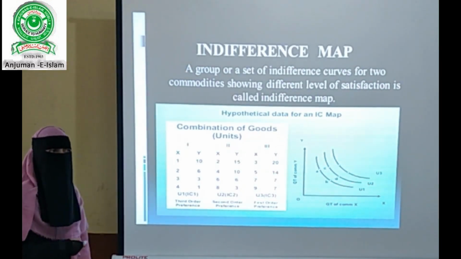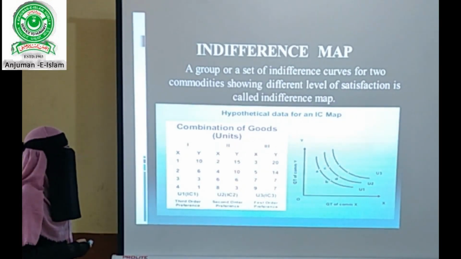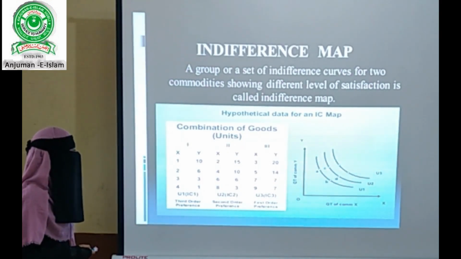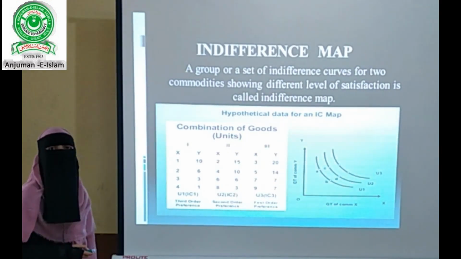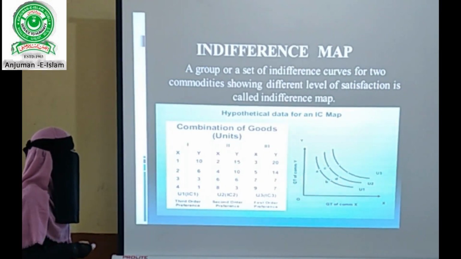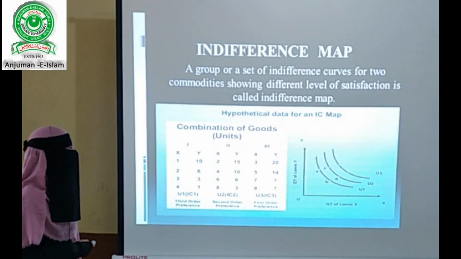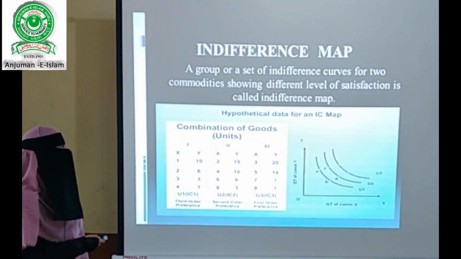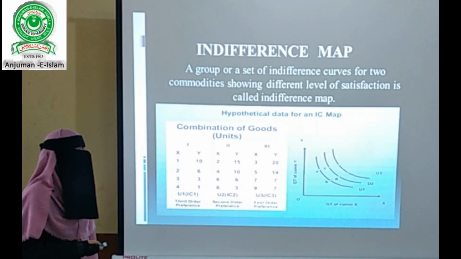Hypothetically, data for the indifference curve map has been taken here. Here you can see 3 indifference schedules. This is our IC1 schedule, IC2 schedule and IC3 schedule. IC means the indifference curve. Indifference curve schedule 1, schedule 2 and schedule 3. 3 indifference curves are represented in a single diagram and single schedule. That's why it is called an indifference map.